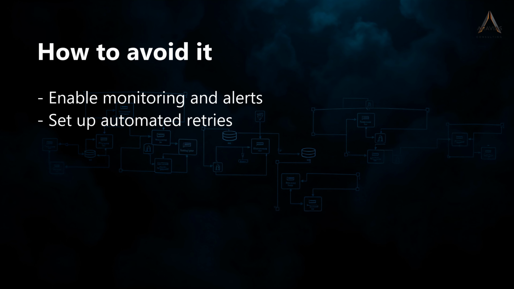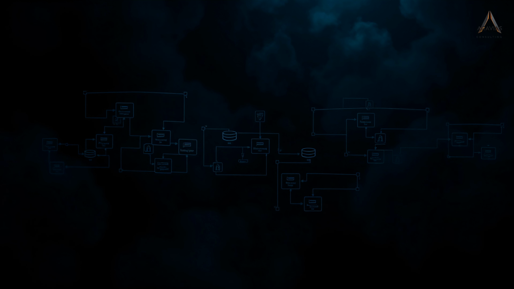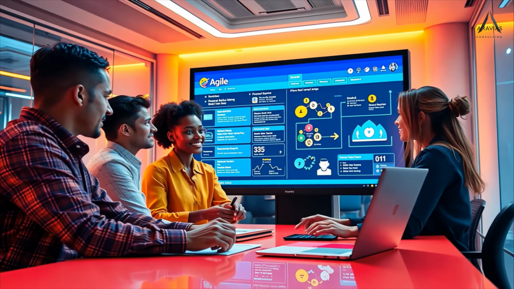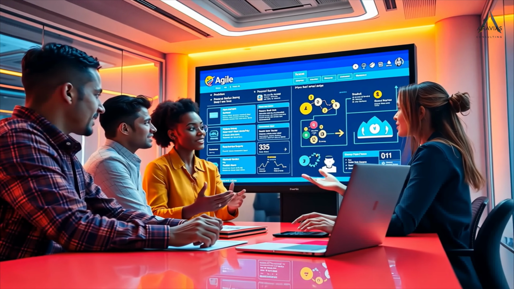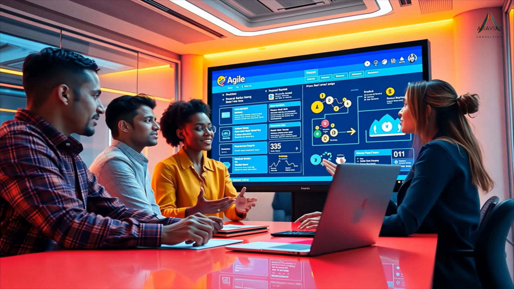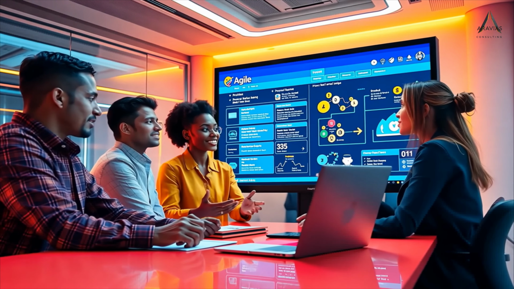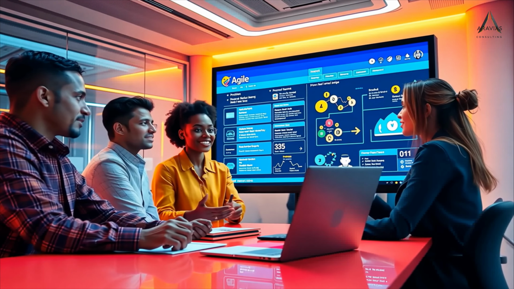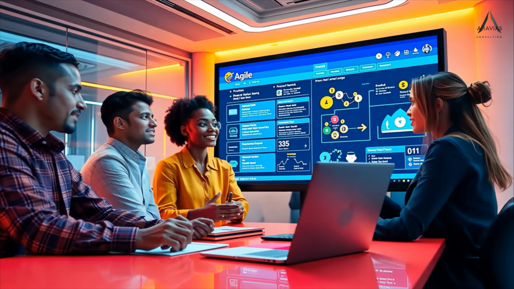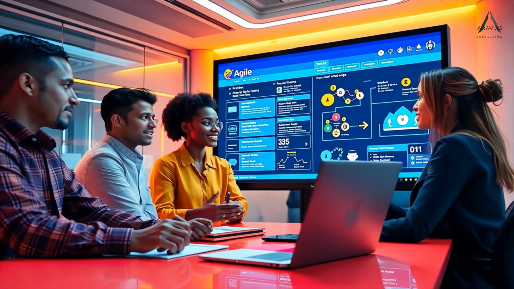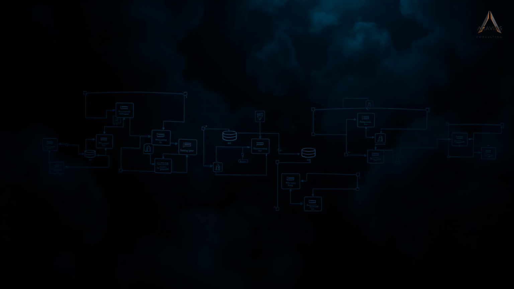By avoiding these common pitfalls, you'll ensure faster project delivery, lower costs, and fewer disruptions. In the next section, we'll cover the best practices for managing ADF projects effectively. Managing ADF projects successfully isn't just about avoiding pitfalls. It's about implementing best practices that ensure scalability, efficiency, and reliability. Let's go over the top strategies to keep your data projects running like a well-oiled machine.